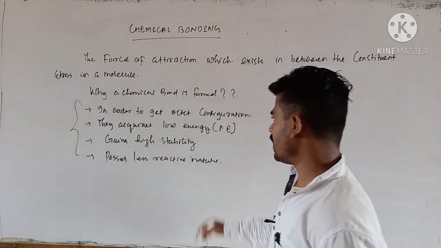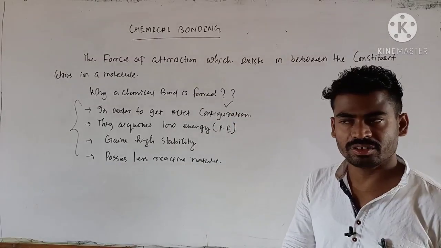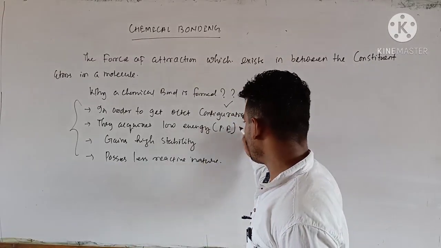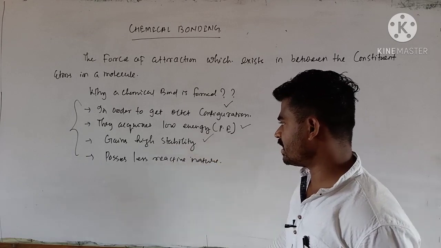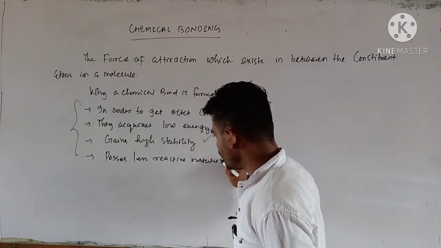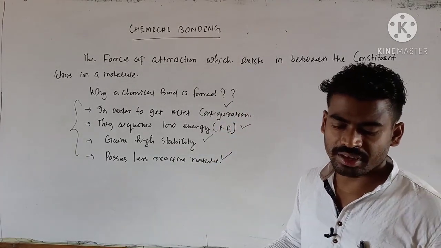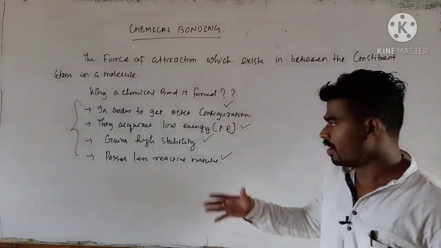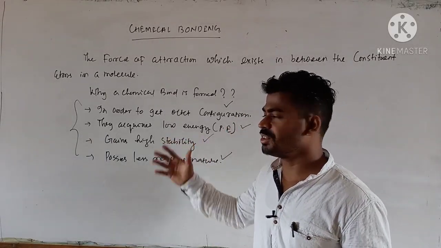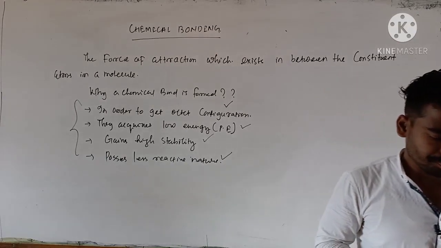So these are the benefits as a result of formation of a chemical bond. Due to the formation of chemical bond, every atom gets 8 electrons in its valence shell, acquires low energy, gains high stability, and possesses less reactive nature. That's why a chemical bond is formed. This is the main aim of formation of chemical bond.